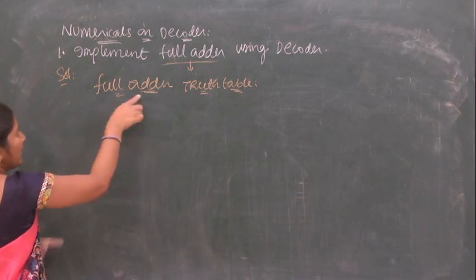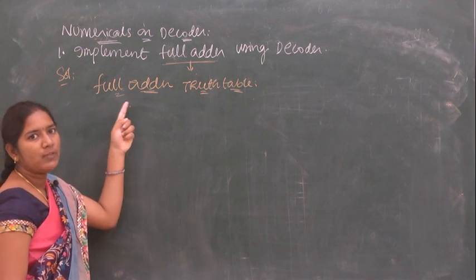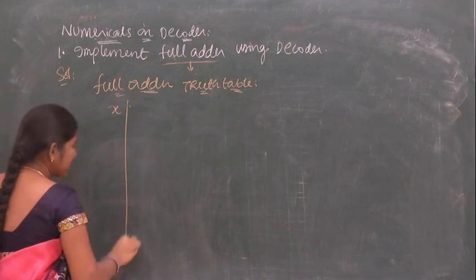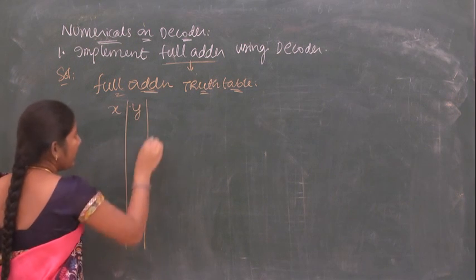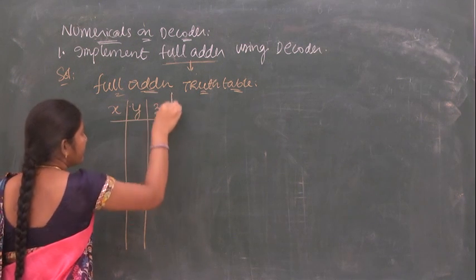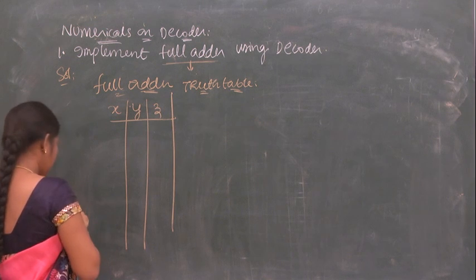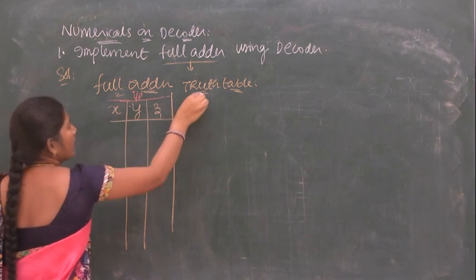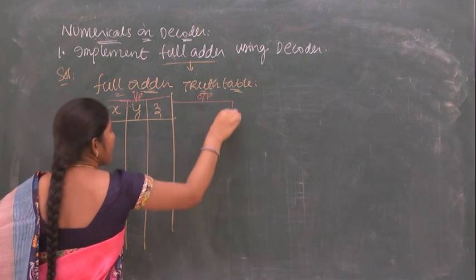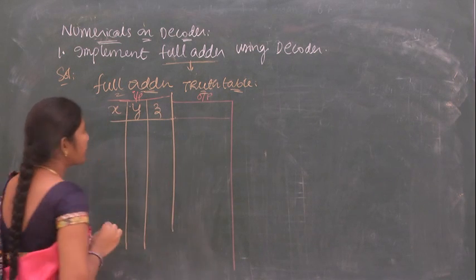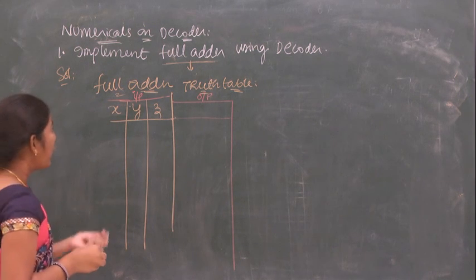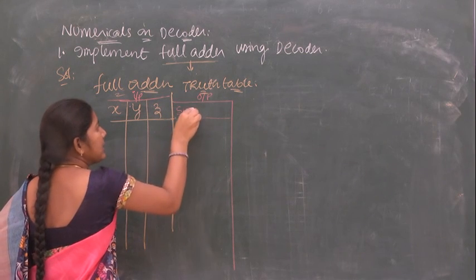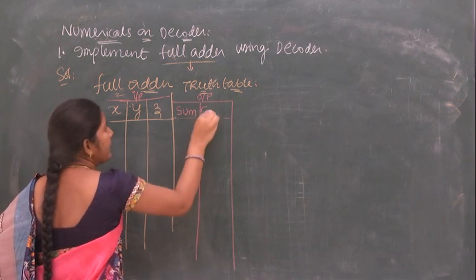Right? As we know, a full adder will add 3 binary bits. So I am assuming the 3 binary bits are x, y and z, which are inputs. And for an adder, the outputs are always sum and carry.